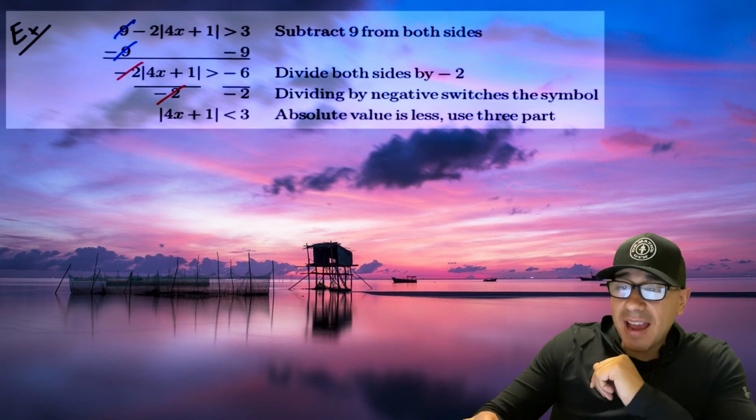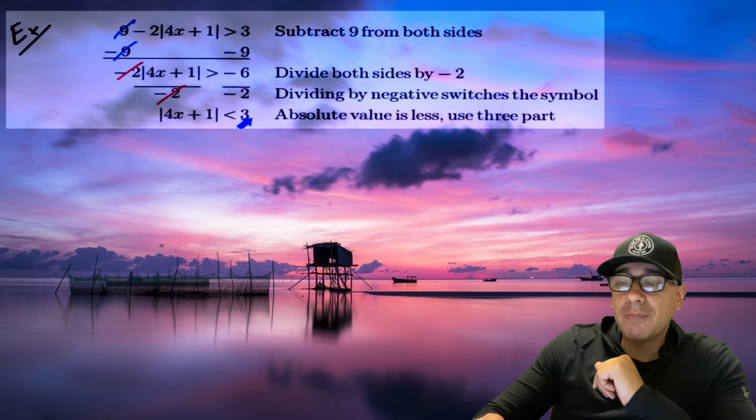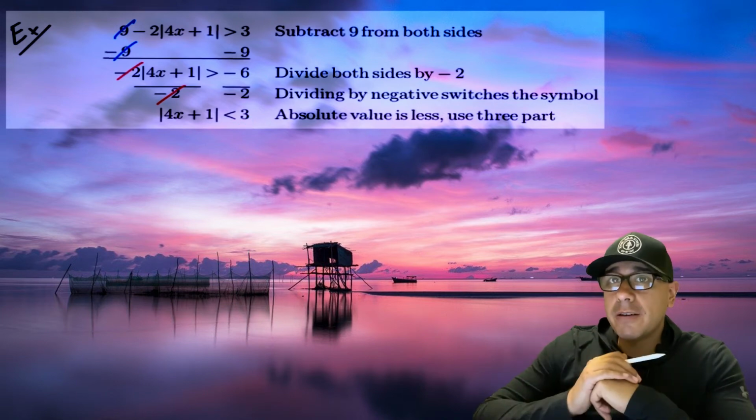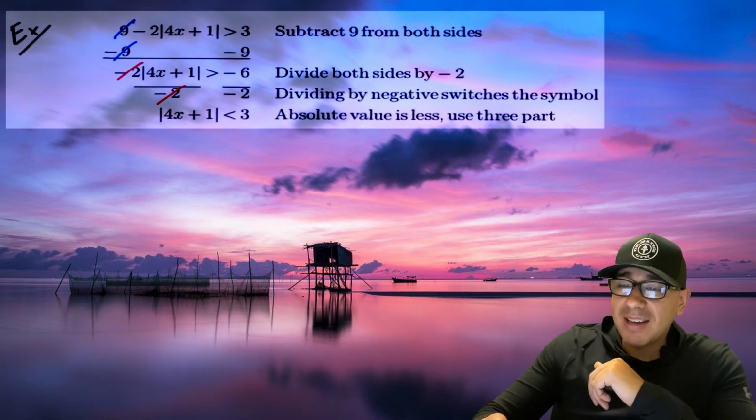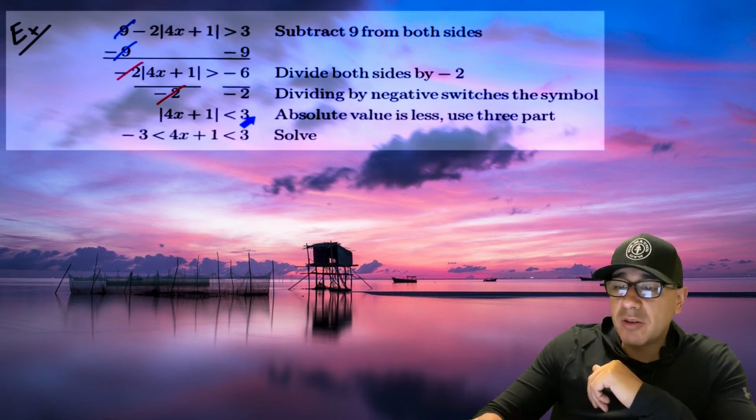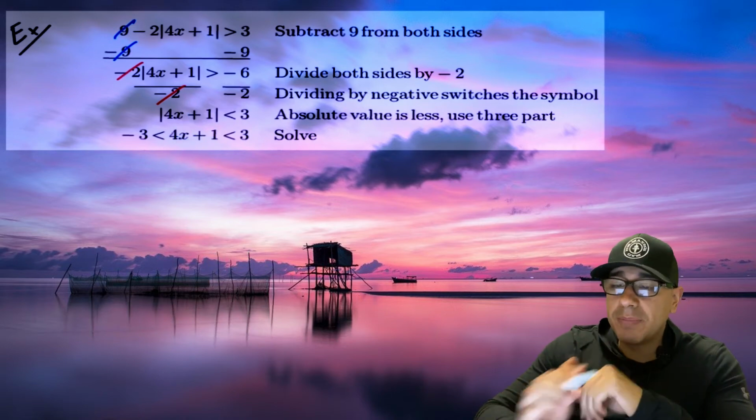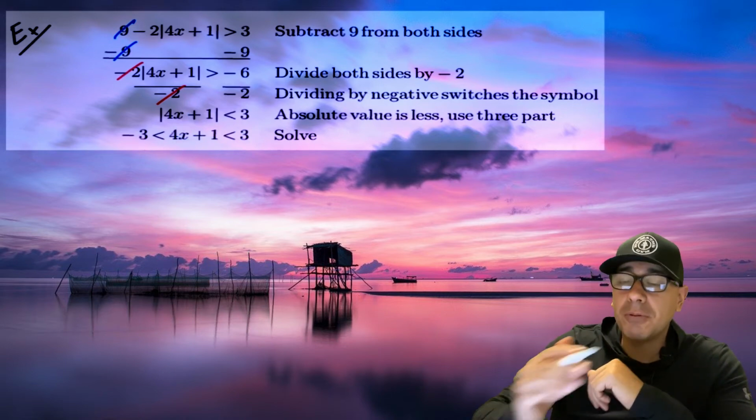So once it's isolated, look what we have. We have the absolute value is less than a positive number. So what we said earlier, in the beginning of the video, is that this quantity in here is going to be trapped between 3 and its opposite, negative 3. All right, so we put whatever's inside here, this quantity, in the middle. So it's trapped between the negative 3 and the 3.